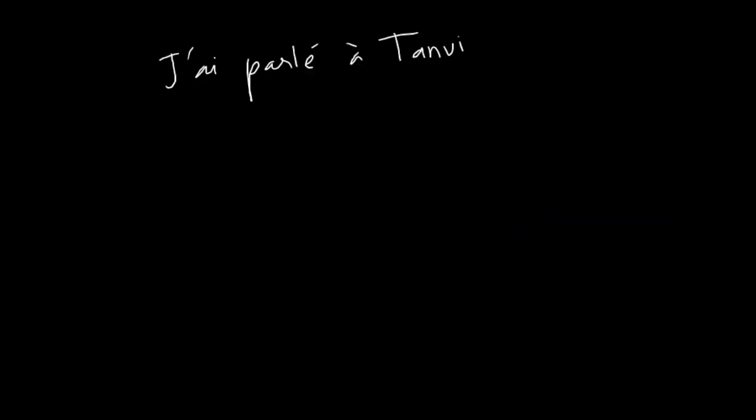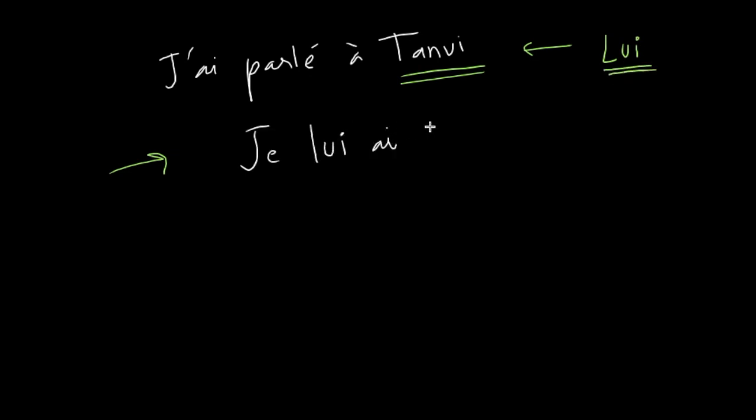I spoke to Tanvi. Here Tanvi is the indirect object, okay? Because there's a preposition between the verb and the object. I'll replace it with Tanvi. Which indirect object pronoun will I use to replace her? Lui. Yes. Je lui ai parlé, before the auxiliary conjugated verb. Je lui ai parlé. Okay.